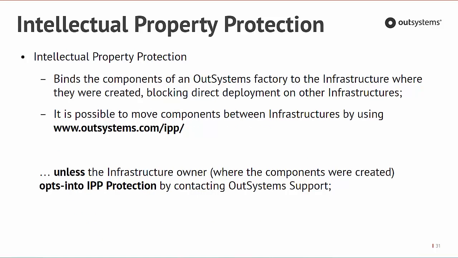Intellectual property protection makes sure that the components you develop on your environments will be branded as yours. So every time you create a component on your factory, there will be information added to the module with the infrastructure activation code. Okay, making sure that you can't deploy them directly in other infrastructures, so you avoid espionage and that sort of thing.